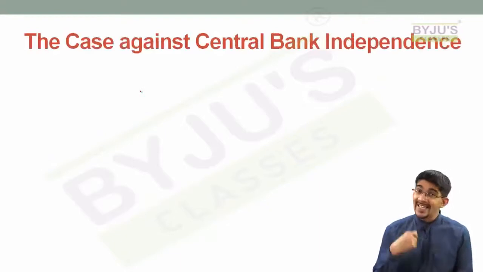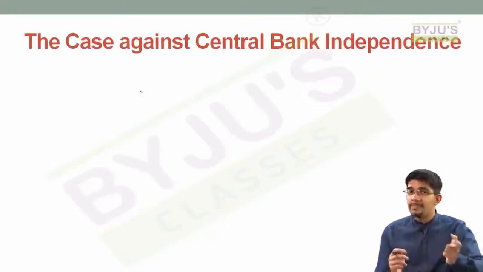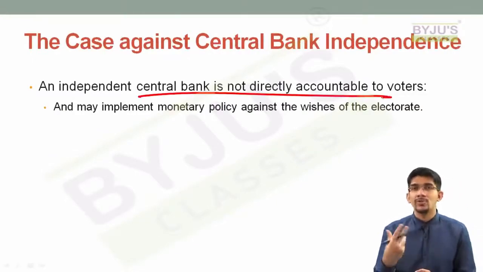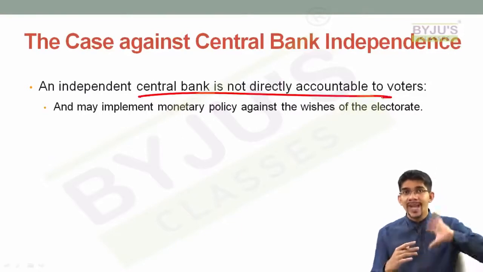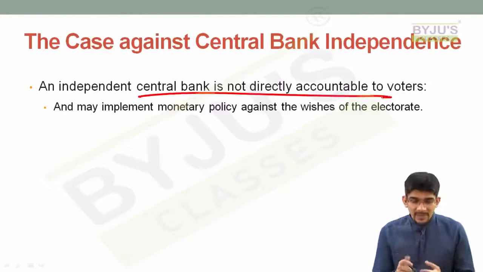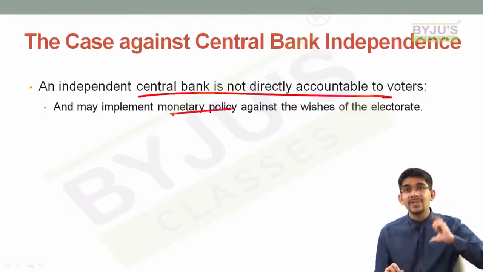Now, what is the case against central bank independence? Let's have a look at why central bank independence might also be slightly bad. The biggest reason is that the central bank is not directly accountable to the voters. What voters want and what the bank does might be slightly at odds. So RBI might sometimes be implementing monetary policy against the wishes of the electorate.